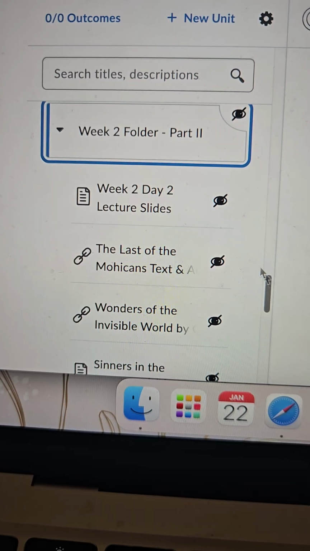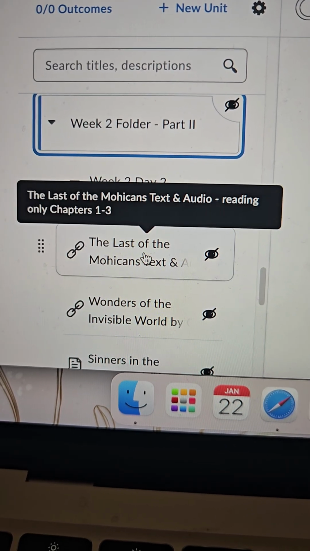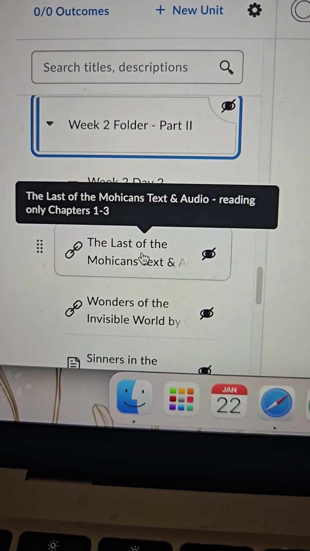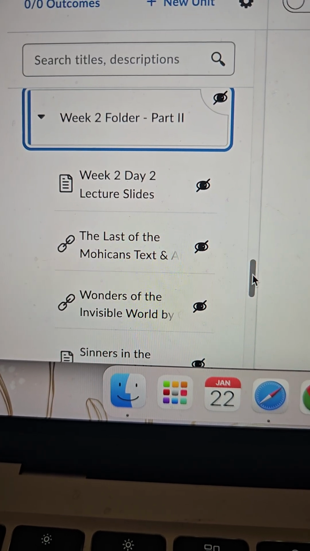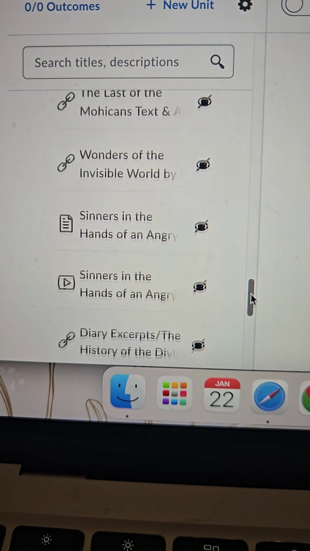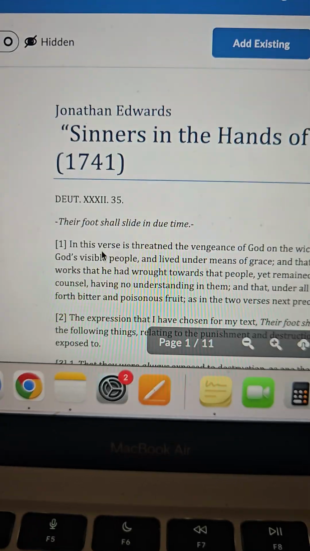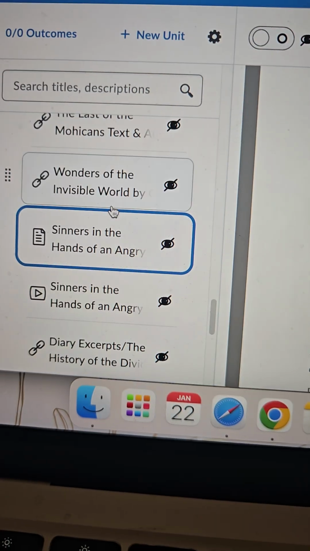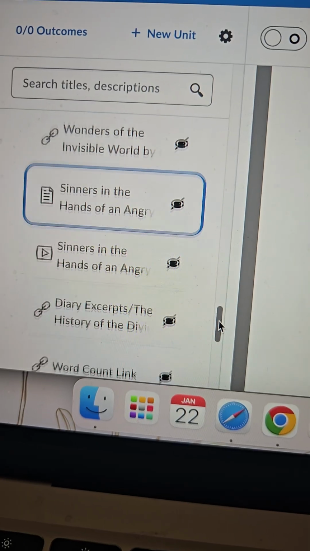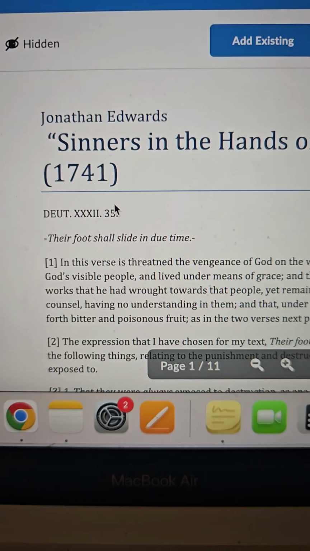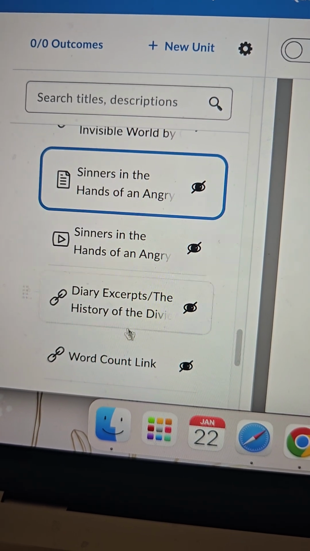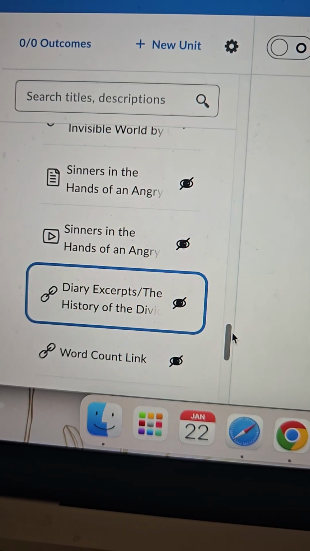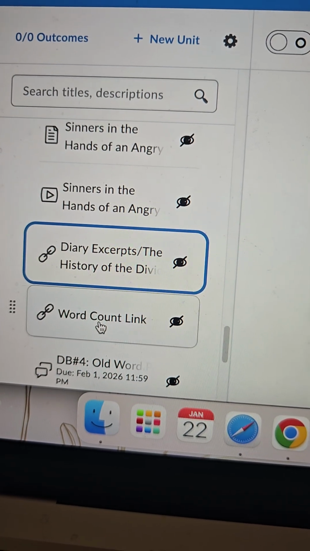For week 2, part 2, we have our lecture slides, The Last of the Mohicans, reading only chapters 1 through 3, and Wonders of the Invisible World. Some of these are links and some of these are PDFs. Sinners in the Hands of an Angry God is a PDF. Some of these are links that you would have to open up. If you read the sermon Sinners in the Hands of an Angry God, I also included the audio if you would like to go back and look at it. Diary excerpts is a web link. I also have the word count link.